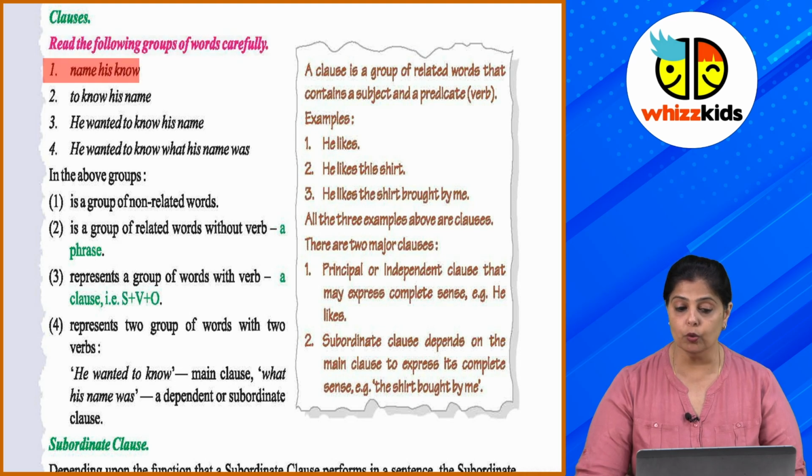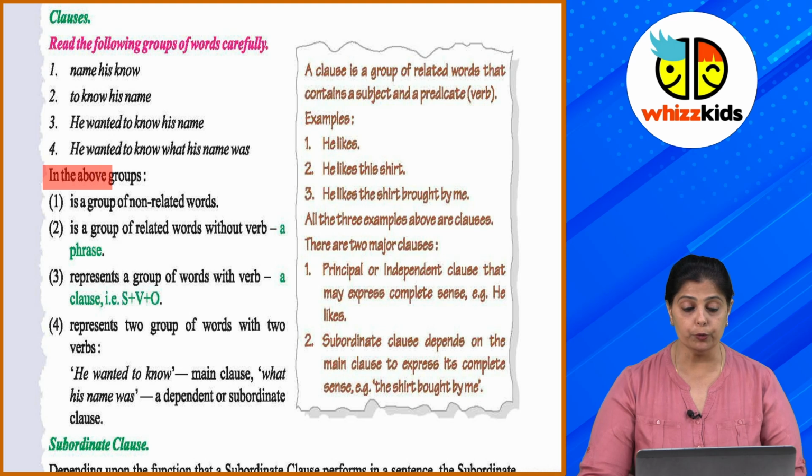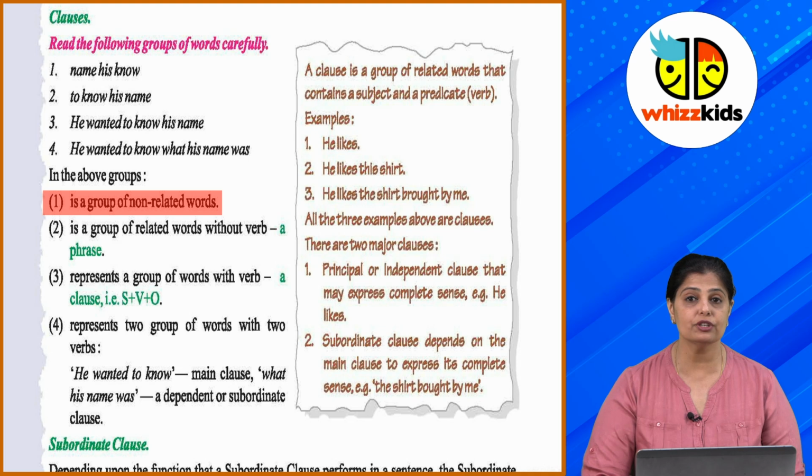Name his no. To know his name. He wanted to know his name. He wanted to know what his name was. Now, in the above groups, the first one, okay, it is a group of non-related words. Now, these are just random words. They are not making any sense. They are not related to anything.